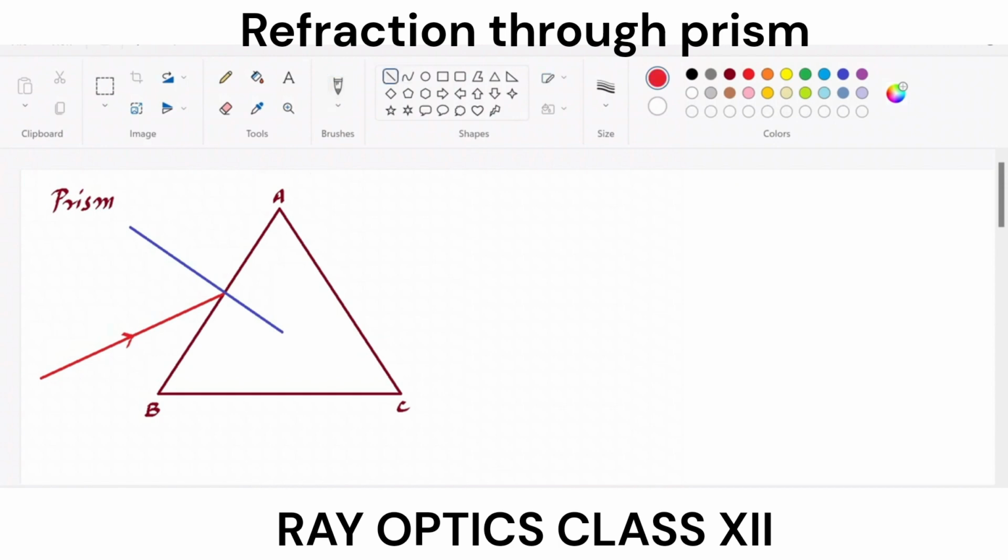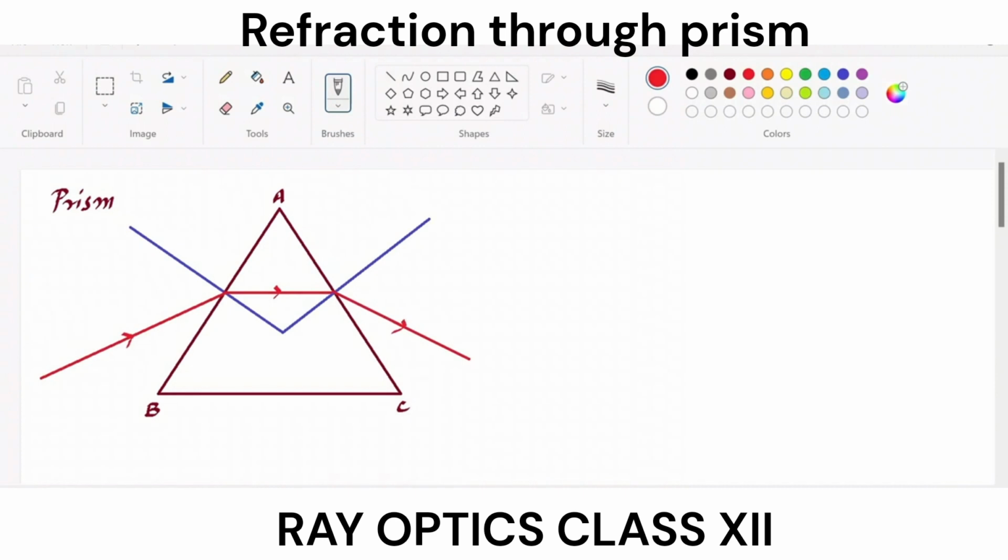This ray will go parallel to the base. And let's draw here our perpendicular here to the surface AC. And this refracted ray, this was a refracted ray. This is coming out on the other face as this. Since it is going from denser to rarer, it will bend away from the normal.